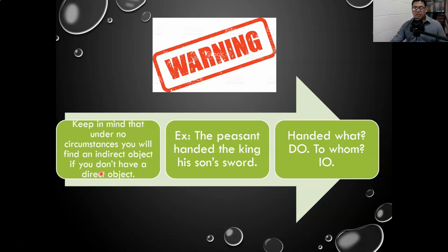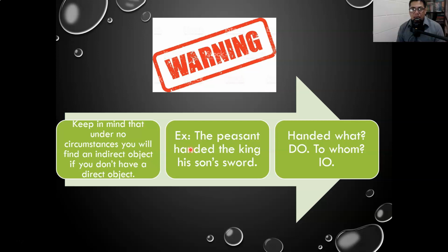It's not possible. Now, see this example. The peasant gave the king his son's sword. The peasant handed the king his son's sword. The peasant handed. Can you hand something? Yes, I can hand something. Like I can hand an apple. Yes, so it's possible to say that I have a direct object. So the peasant handed what?